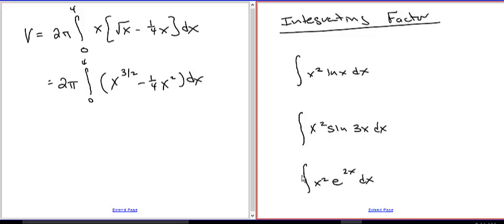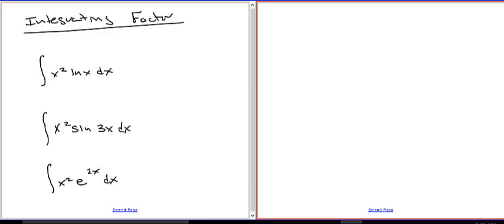Now the first problem is one that's different. You may look at that and say, oh, that's integration by parts twice. I'm going to let dv equal the natural log of x. But remember that, hold on just a second.